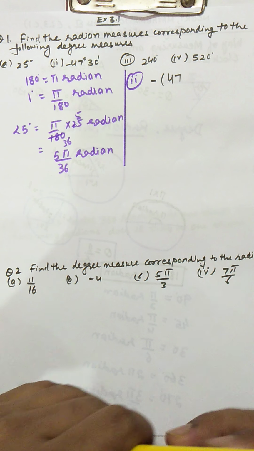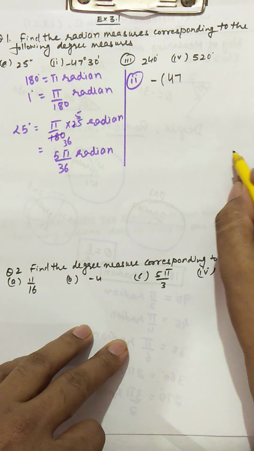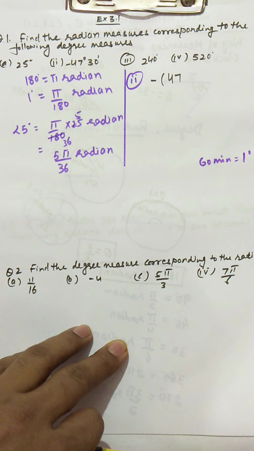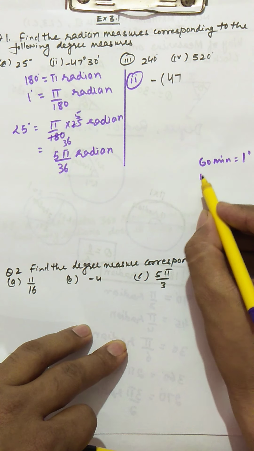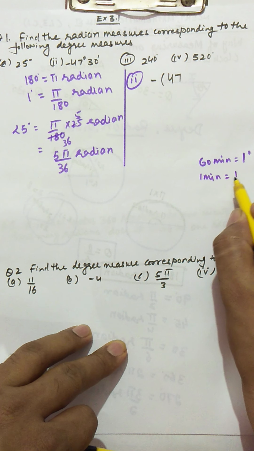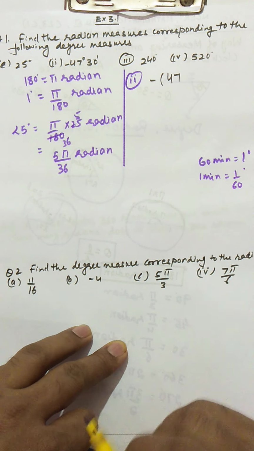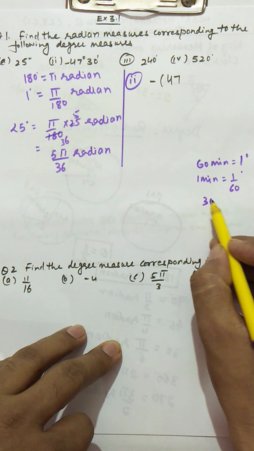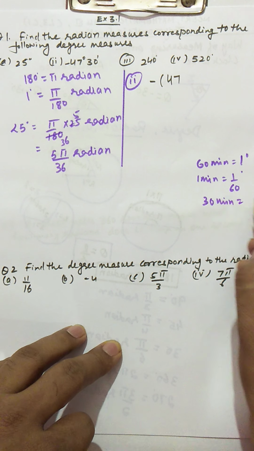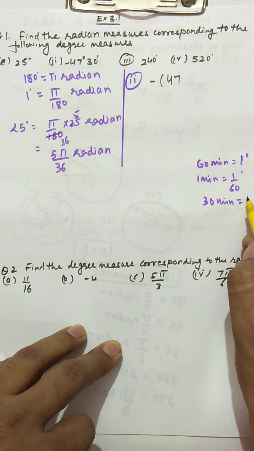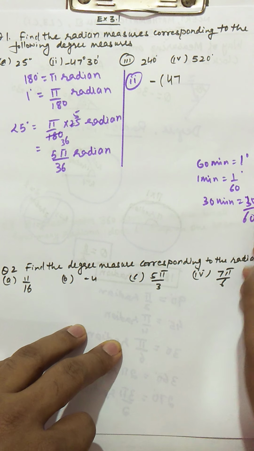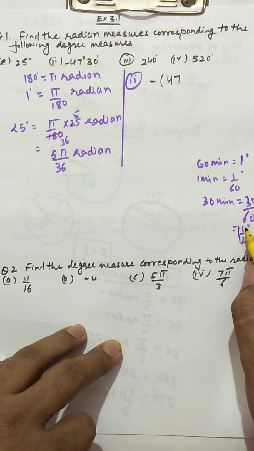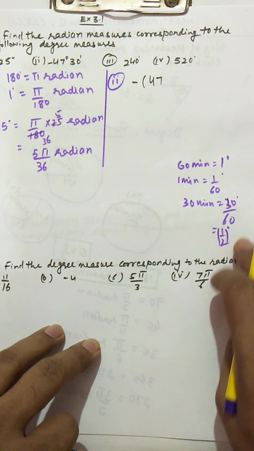I can give you the calculation here. If 60 minutes equal 1 degree, then 1 minute will be equal to 1 upon 60 degree. So you can write that 30 minutes is equal to 30 upon 60, and this will be 1 by 2 degree. So this is how you can do the basic calculations.